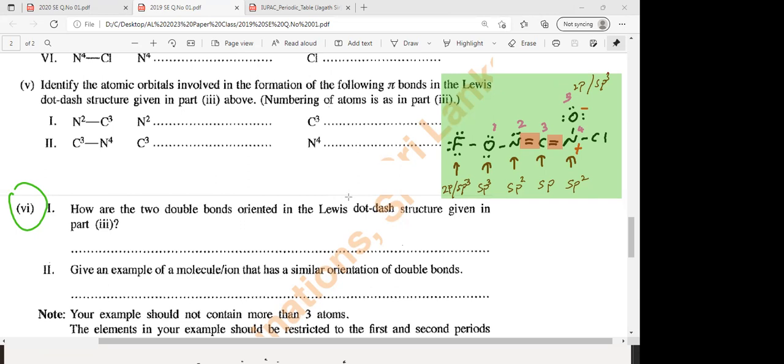Actually, here sigma bonds are linear, and pi bonds are perpendicular. Or else we can write the double bonds are perpendicular to each other. You can see here that one is sp2, this is sp. So there are two possibilities. When you do this, do you remember the p orbitals? I don't know whether you have done this orientation. Px, py, pz like this.